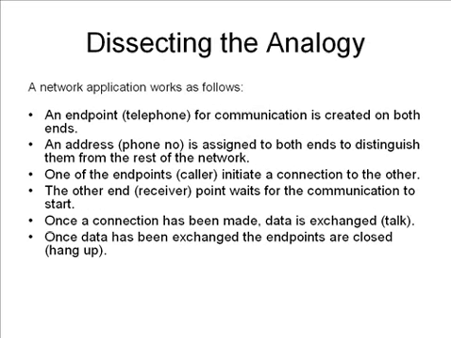Now let's try and dissect this analogy and try to generalize for a network application. How would a network application actually work? So for any network application, immaterial of whether it's a telephony network, a satellite network, a mobile network, or let's say the internet itself, some things are required. First of all, an endpoint for communication is required on both ends. Second, an address is required, which we saw in the previous case was a telephone number, on both ends, which would distinguish them from the rest of the network.